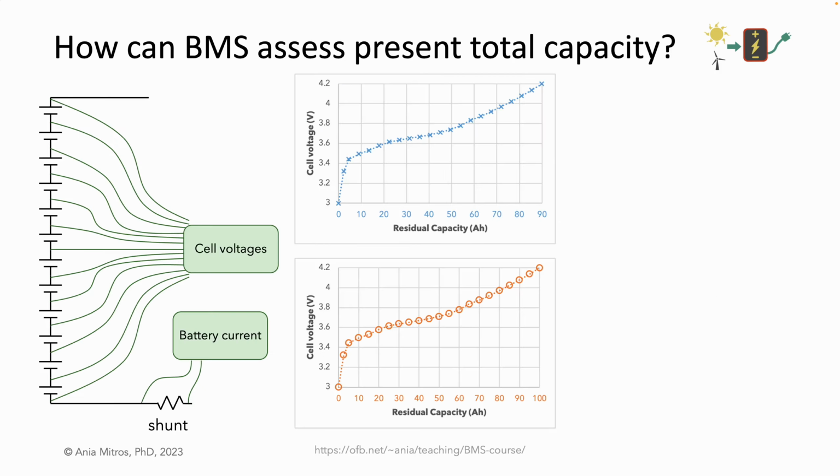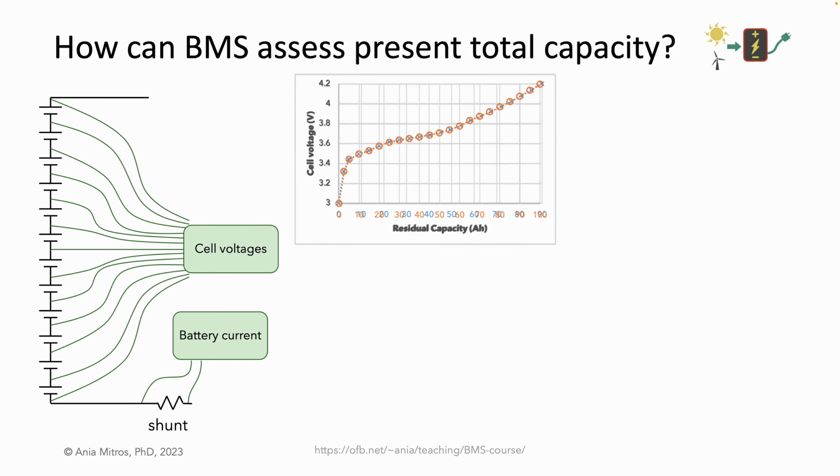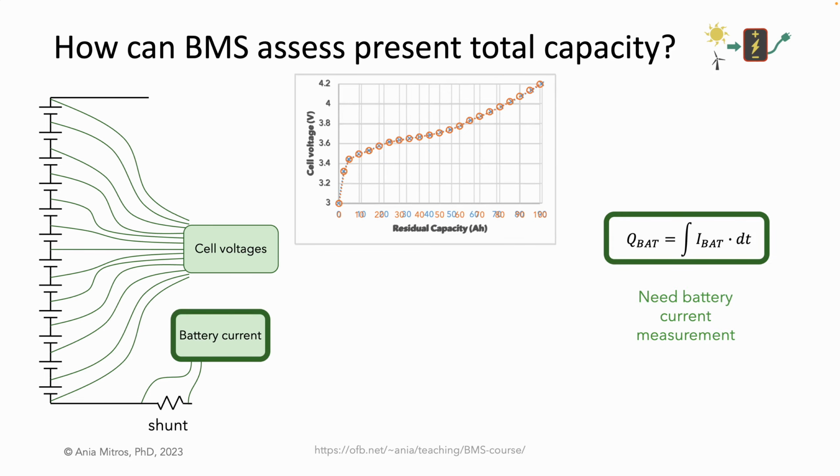A BMS has two measurements related to capacity: cell voltage and battery current. Cell voltage changes with state of charge, but whether the total capacity is 90 amp hours or 100 amp hours, the shape of the curve is the same. We cannot determine total capacity from voltage alone. Like the cell cycler, we must rely on the battery current measurement. Because the current measurement in a product is unlikely to be as accurate as in a lab instrument, in the field estimates of total capacity are typically less accurate than in a lab.